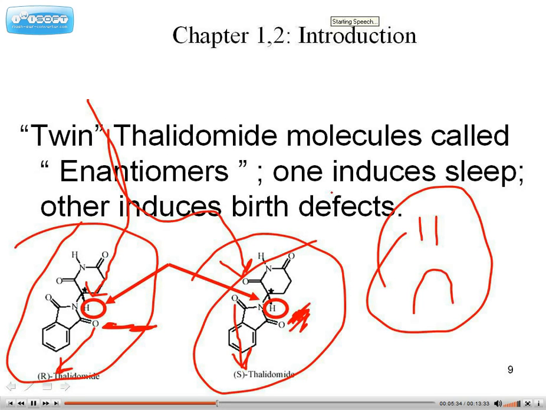Interestingly enough, they now have revamped thalidomide, and they now give it to cancer patients, because it turns out that thalidomide inhibits the blood growth of new cancer clusters or cancer cells within the body.